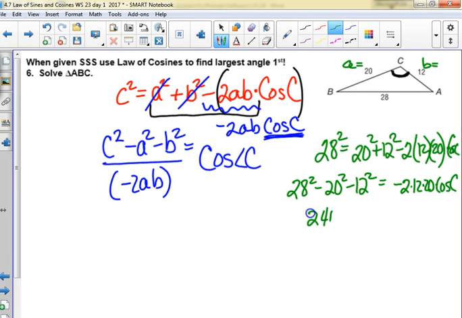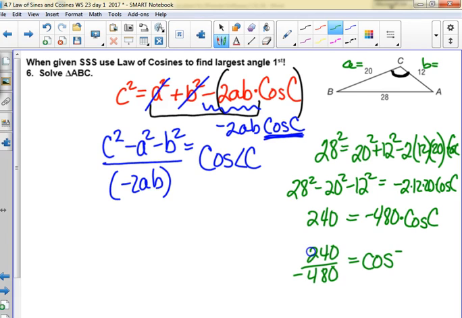$240. Over here I have negative 2 times 12 times 20. So what am I going to do? 240 divided by negative 480, and then to get rid of this, I'm going to do inverse cosine of that. Inverse cosine of 240 divided by negative 480, otherwise known as negative 1/2, gives me what?